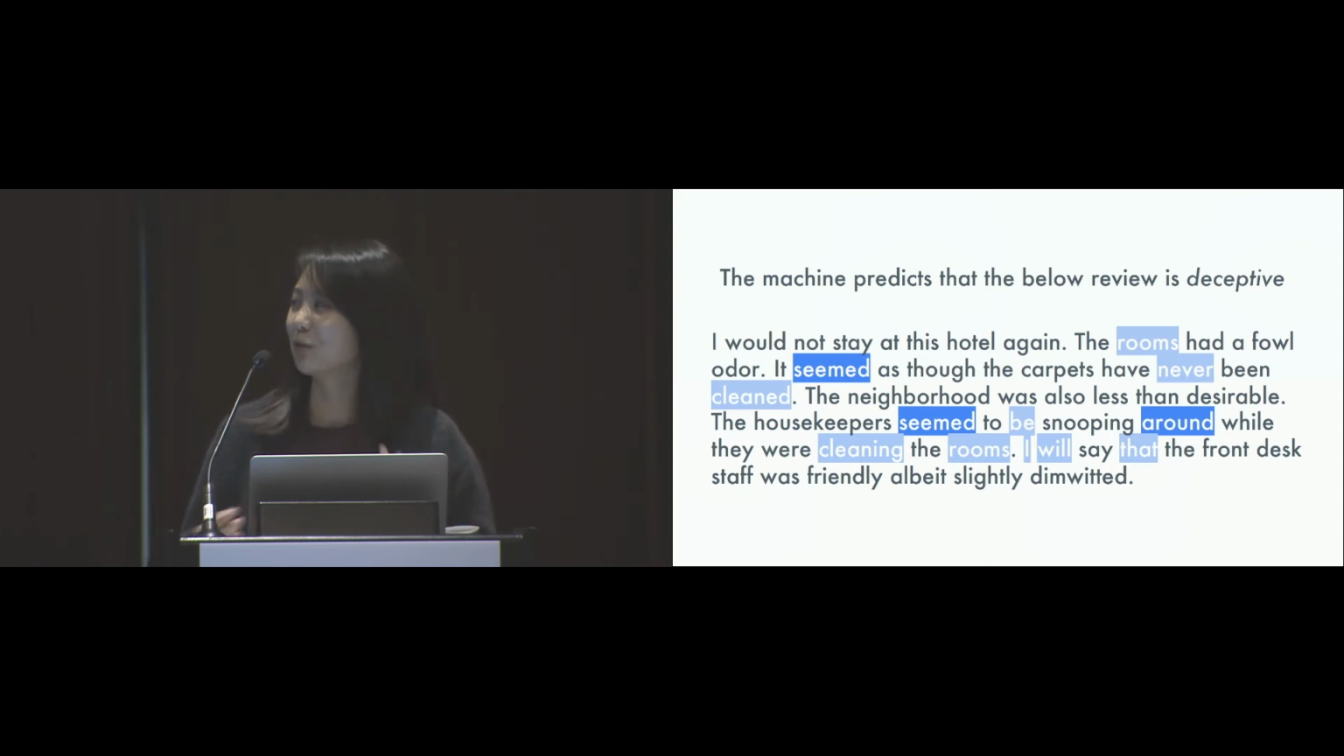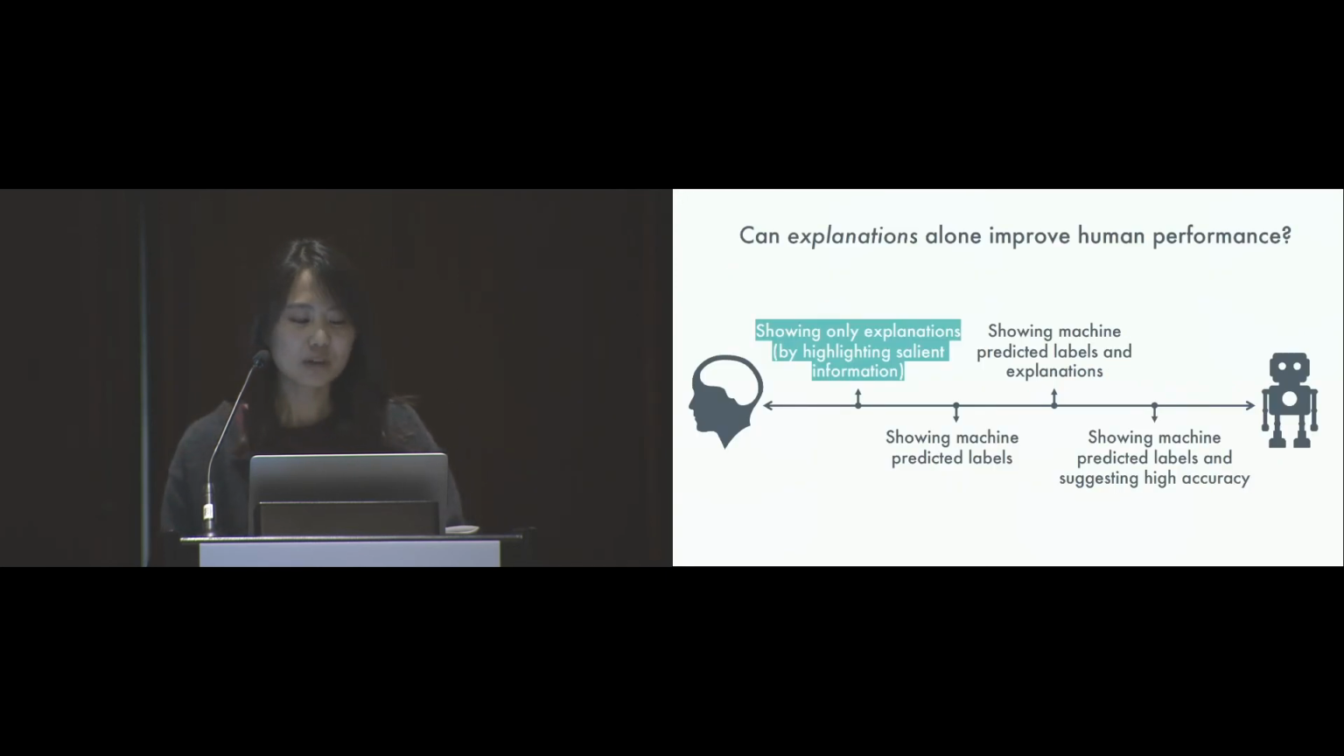The actual review label is deceptive, but it's okay if you got it wrong, because deception detection is a difficult task, so don't blame yourself too much. All right, now we'll move on to the experiment side. We want to find out how people generally make decisions with these machine assistants. So firstly, we want to find out if explanations alone can improve human performance.